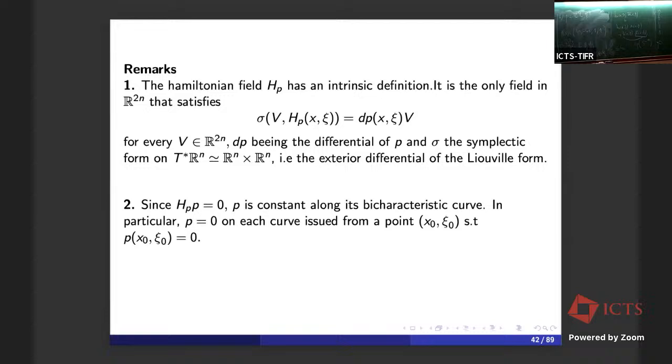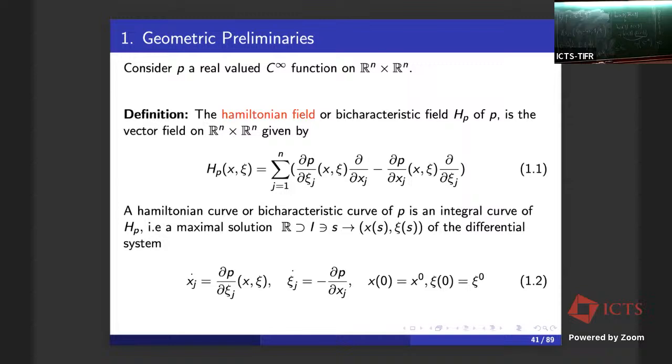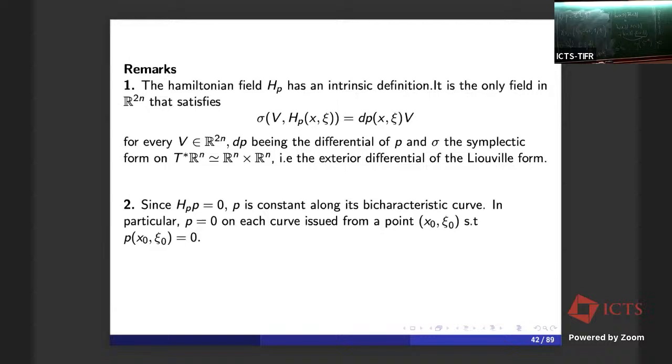Okay, I will finish with this. Now, of course, you can apply this vector field to P. We will find zero. If you calculate H_P P, we will find dP dxG minus the same thing, so it will be zero. That means that your Hamiltonian P is constant along the integral curves of H_P. P is constant along the bicharacteristic curve. In particular, if a bicharacteristic curve starts from the characteristic set, it will stay in it. It will not leave the characteristic set.